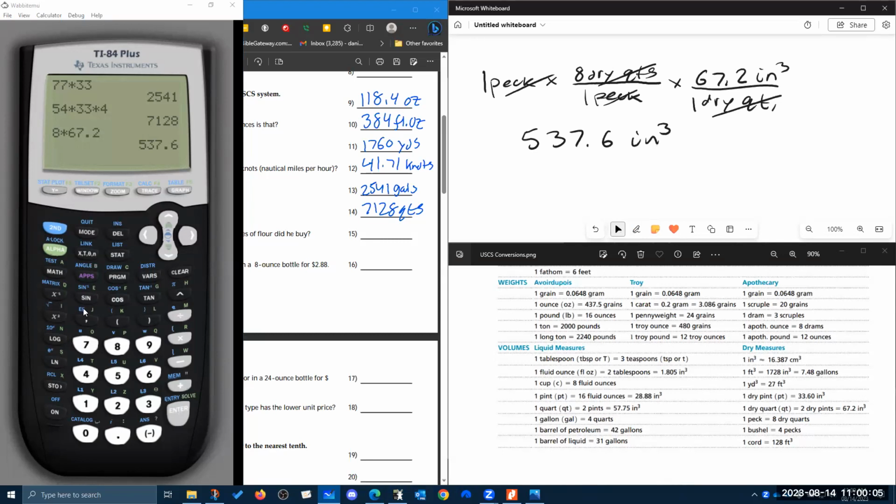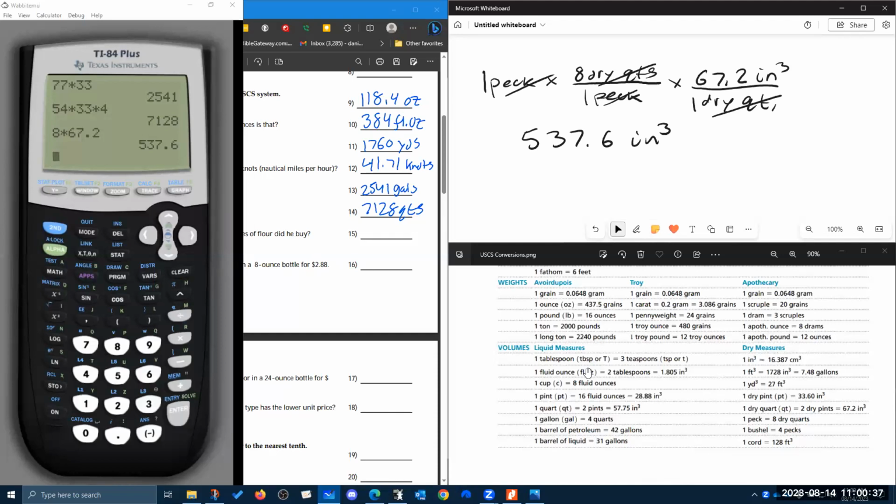Again, most of the time that you do these types of problems with conversions within the same system, they're going to be giving you things that you should have memorized, like inches to feet, feet to yards, even feet to miles, and things like that. So teaspoons to tablespoons, tablespoons to fluid ounces, and so on.